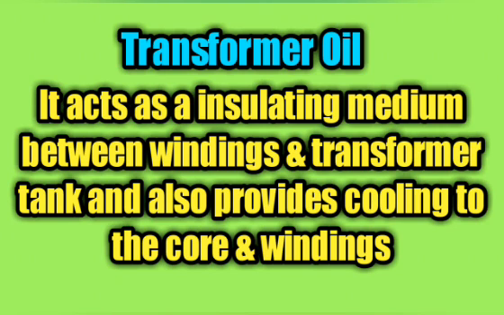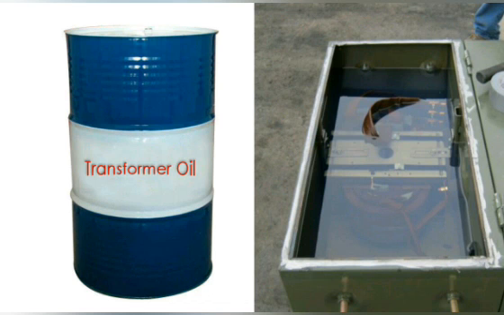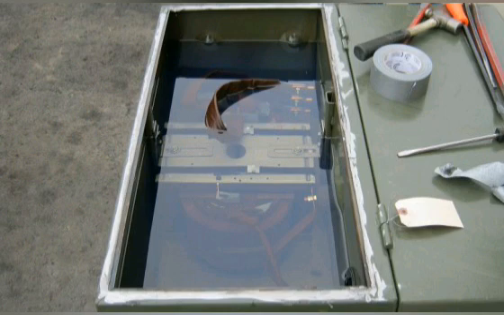Function of transformer oil. It acts as an insulating medium between windings and the transformer tank and also provides cooling to the transformer core and windings. Transformer oil is a hydrocarbon mineral oil obtained from crude petroleum.